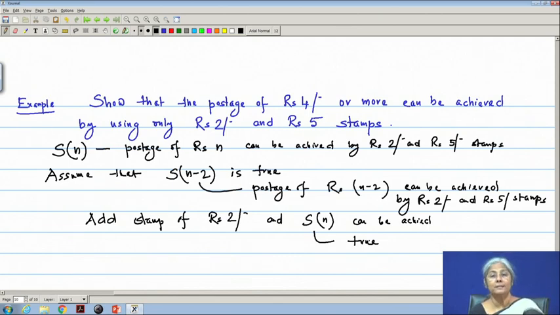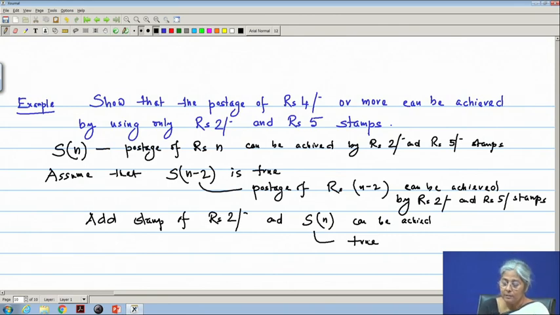So, that means it is very simple. If we can see that Sn minus 2 is true, then we will add each time only a ₹2 stamp and we will get that for all values of n it is true.